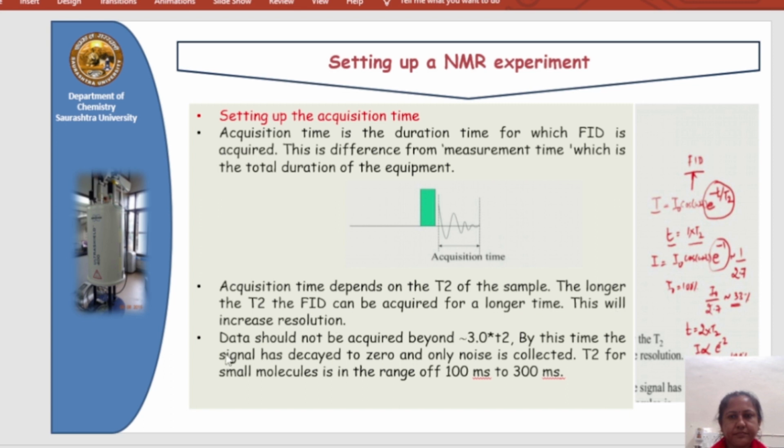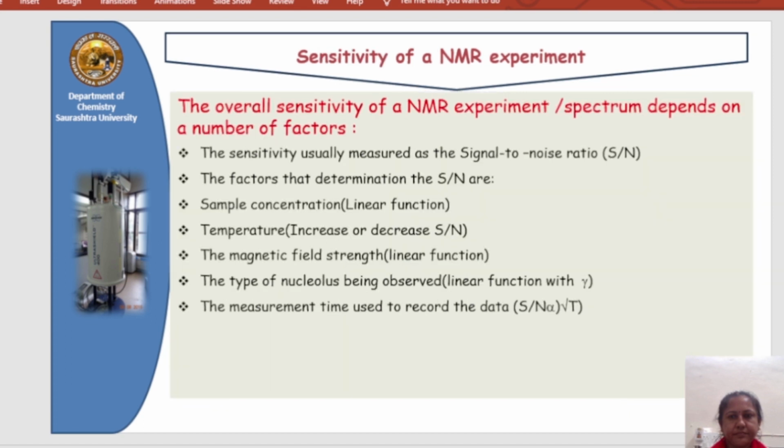This will increase the resolution. Data should not be acquired beyond 3 multiplied by T2. By this time, the signal has decayed to 0 and only noise is collected. T2 for small molecules is in the range of 100 microseconds to 300 milliseconds. So that's why T1 and T2 are important.